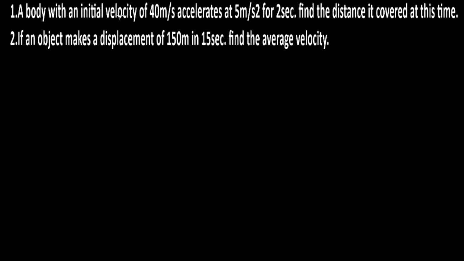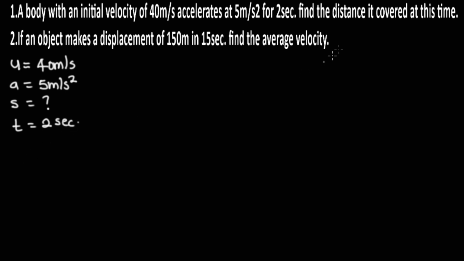So a body with an initial velocity, take down the parameters, initial velocity 40 meter per second, accelerate at 5 meter per second square. Find the distance it covers at this time, and the time is given as what, 2 seconds. So we look at the equation of motion.